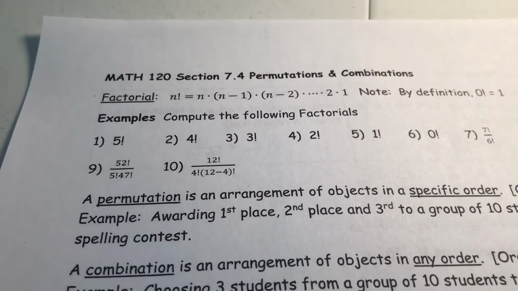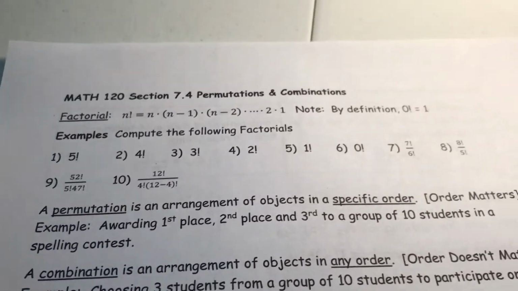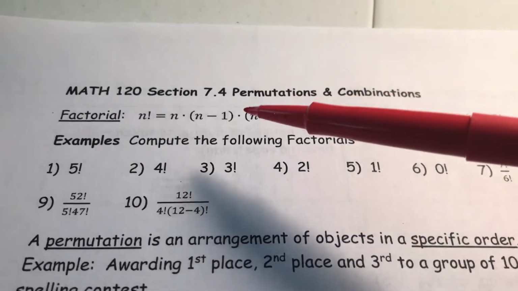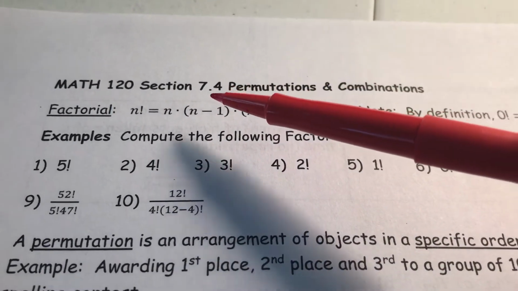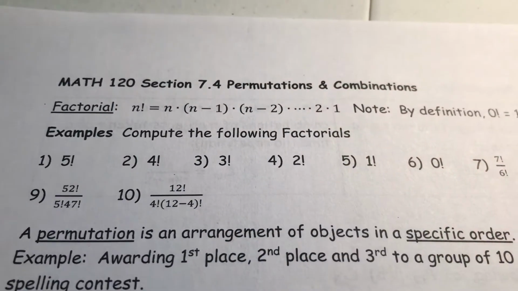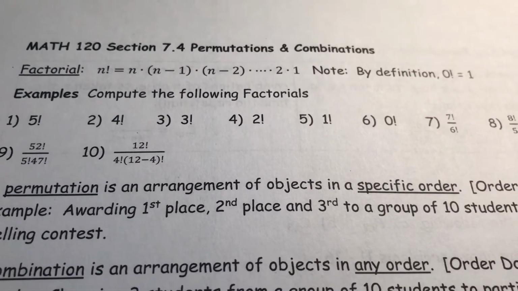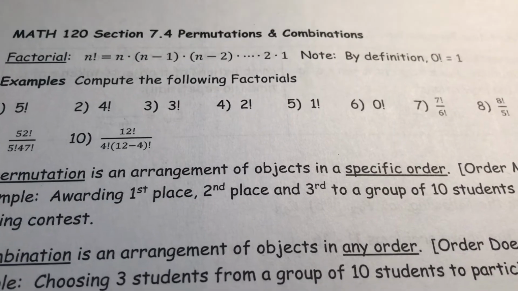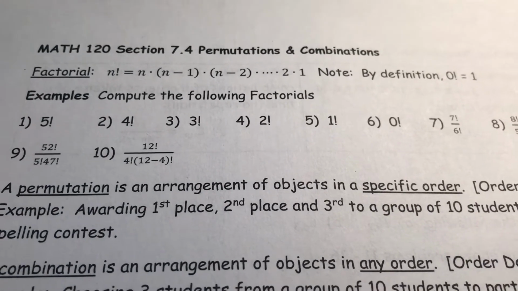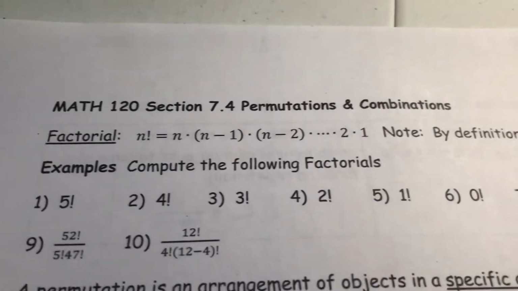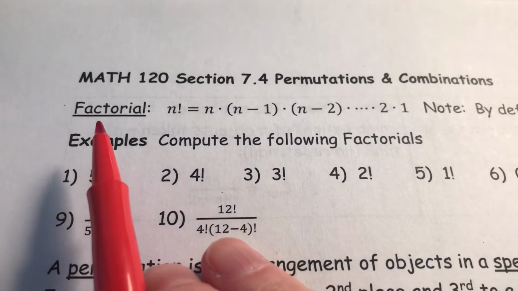Hello, Math 120 students. We are getting ready for section 7.4, permutations and combinations. Now that we've had some counting background, we're going to do a lot more with that information. And the first thing that gets defined is factorial.